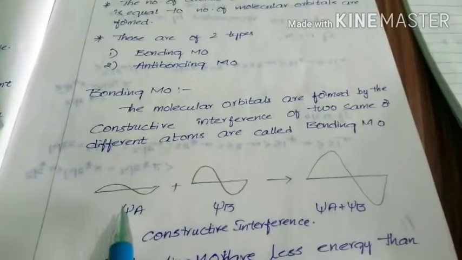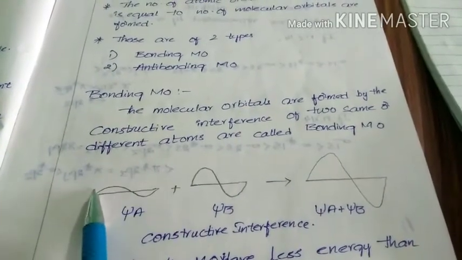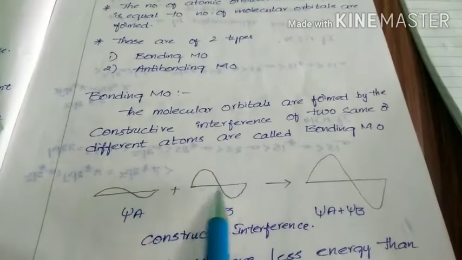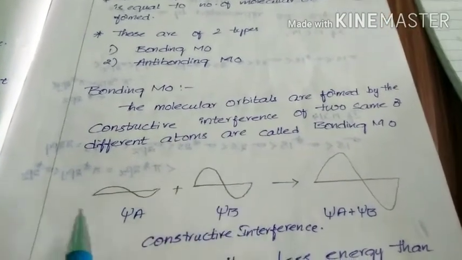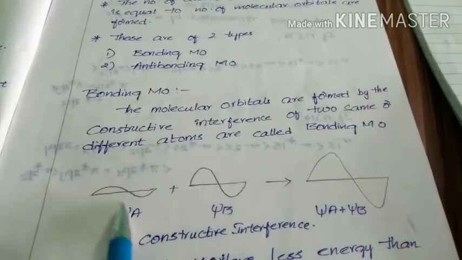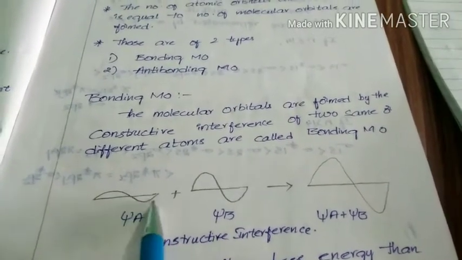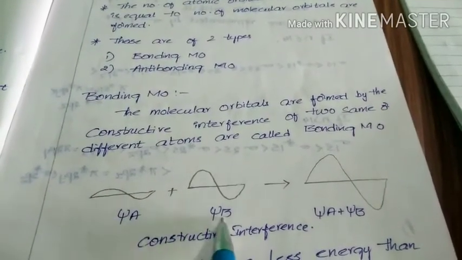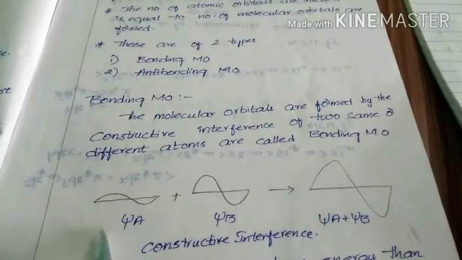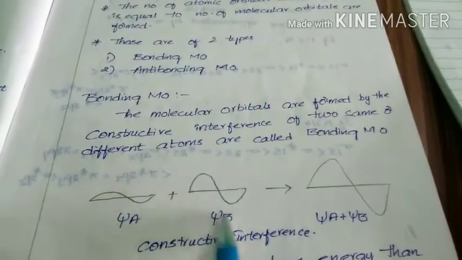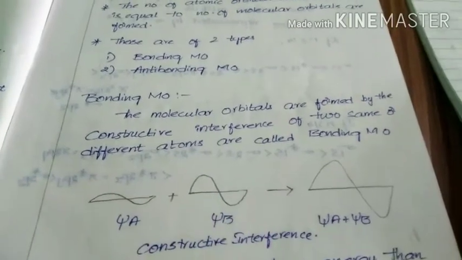Constructive interference means, see, let us assume this is the orbital of one atom. This is the orbital of another atom. We know that in orbitals, electrons are present. Those electrons have wave nature. This is crest, this is trough, this is crest, this is trough. We know that very well. This is psi A and psi B. These are wave functions. This is the wave function of this orbital of atom A. This is the wave function of this orbital of atom B.